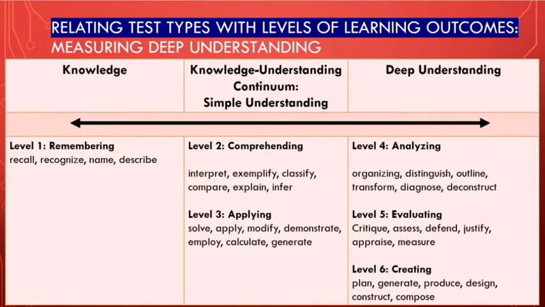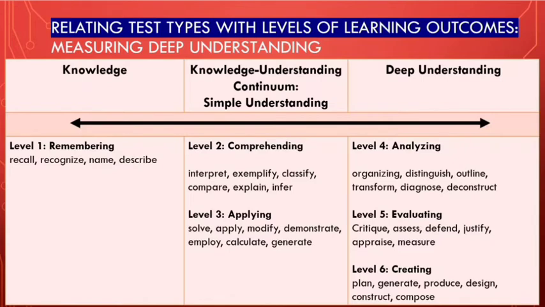While deep understanding, or the HOTS, requires three higher cognitive skills. And these are on your screen: level four, analyzing, level five, evaluating, and level six, creating. So aside from the classification of higher order thinking skills and lower order thinking skills, on top you would see the categories. Talking about the levels of learning outcomes.